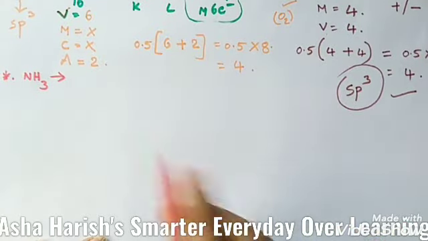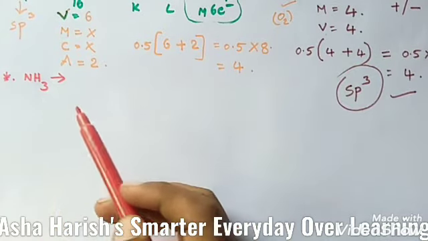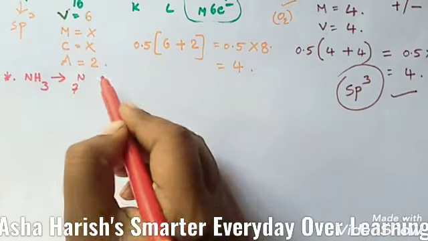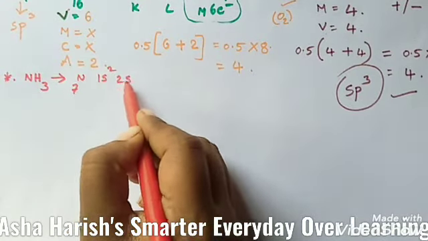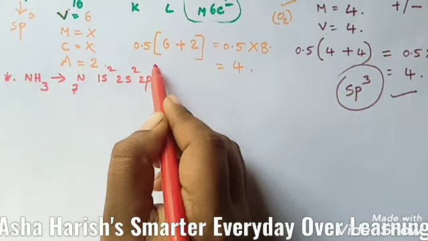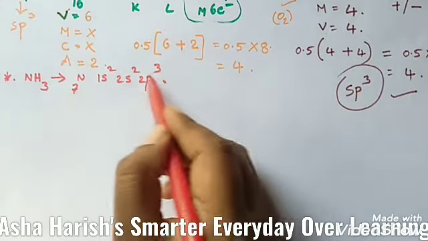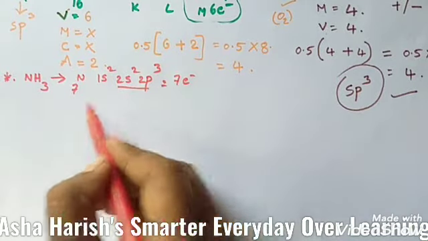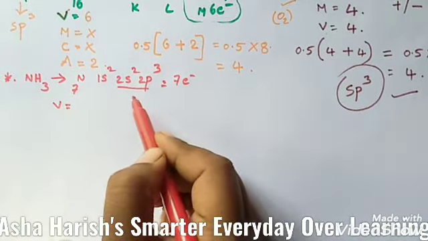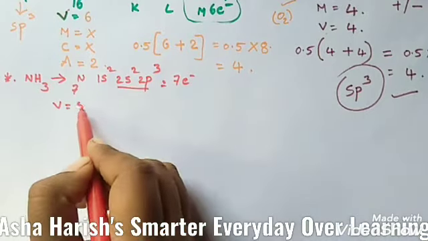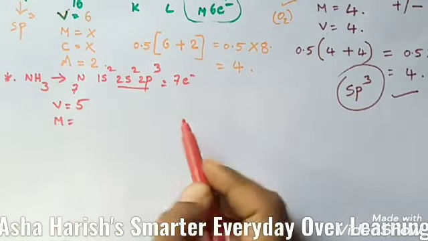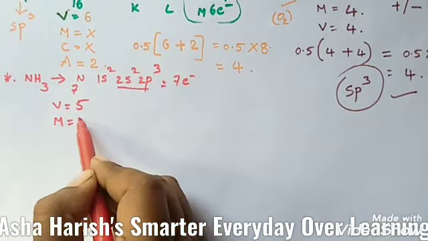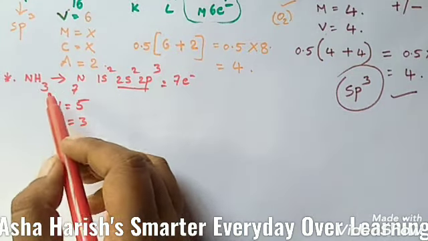I'm going to take the next example here, NH3. In the structure of ammonia, nitrogen is the central atom. So nitrogen's atomic number is 7 and its electronic configuration is 1s2, 2s2, 2p3. Okay, total 7 electrons. So here the valency electrons means V is equal to 5 and M is equal to the monovalent atoms. The number of monovalent atoms here is 3. Why? Because in NH3 the hydrogens are 3.